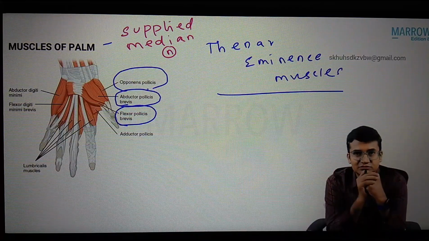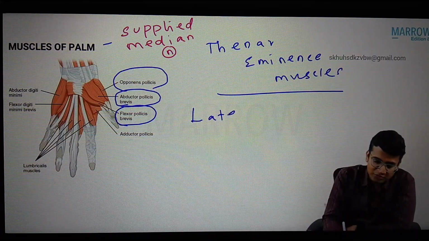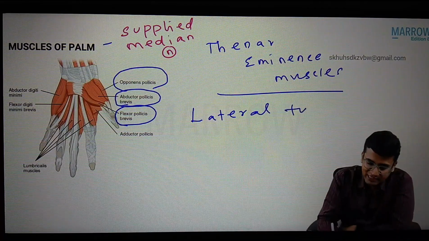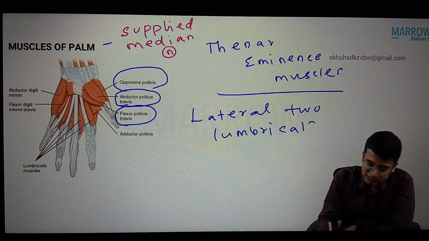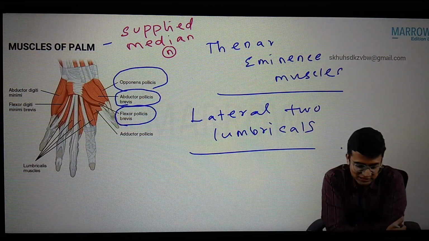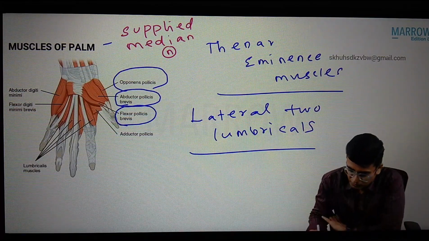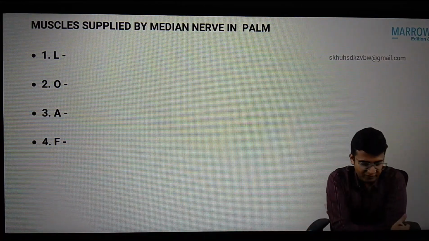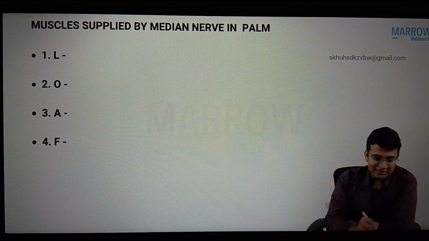Median nerve injury. So recurrent branch also supplies the lateral two lumbricals. Lumbricals we have 4. The lateral two lumbricals are supplied by the median nerve recurrent branch. So in the palm, the median nerve supplies 4 muscles. The mnemonic is LOAF.